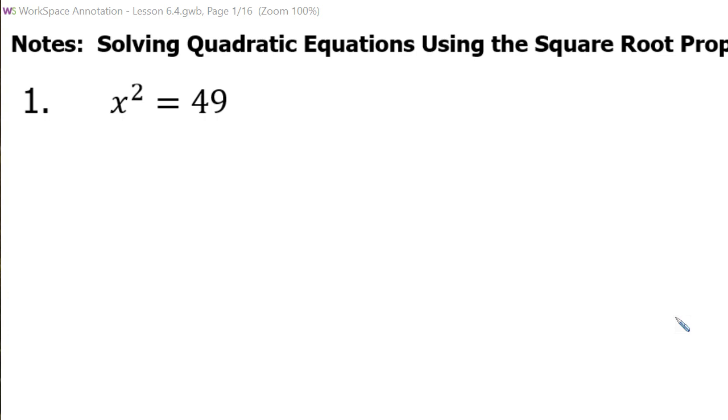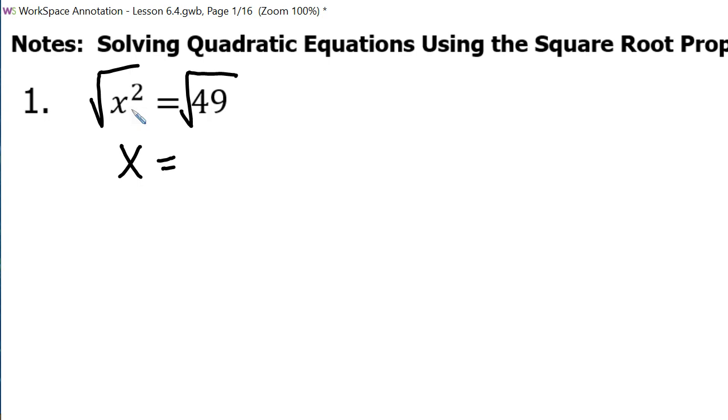To solve for x, we need to get rid of the square. So what is the opposite of square? Square rooting. That is called the square root property. So we're going to be solving these equations by taking the square root. If we square root the left side, we need to also square root the right side. And what happens when you square root a square? It cancels. So you bring down the x. The square root of x squared is x.